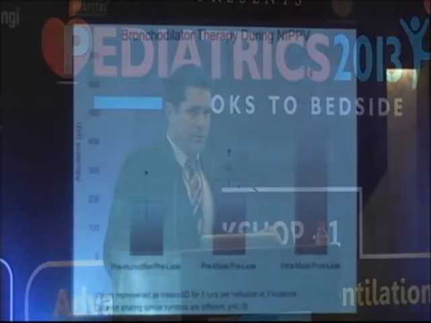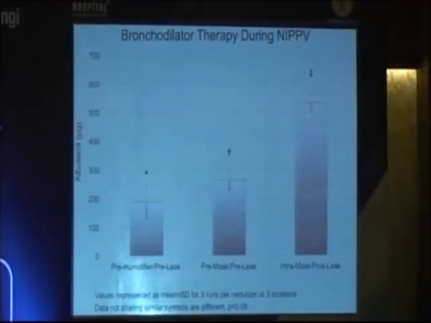If you don't have the ability to use this nebulizer, then it's important that you place that nebulizer as close to the patient as you can. So that's your take-home message. In non-invasive mechanical ventilation, place it as close to the patient as you can, using whatever nebulizer you have.